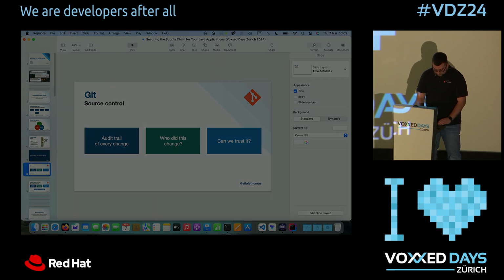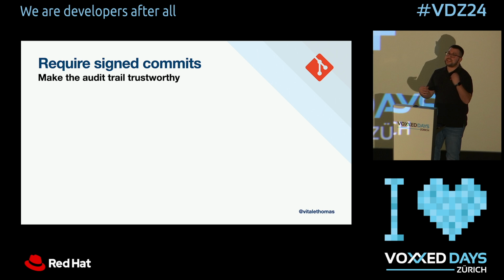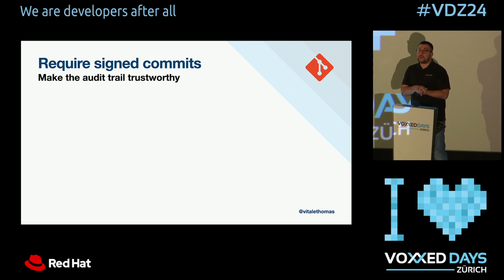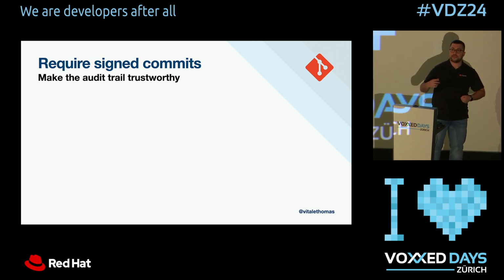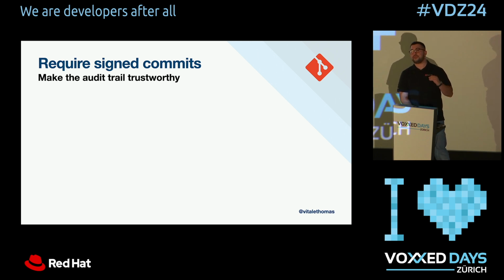So one way of solving this problem is requiring a signature on the commits. Because Git by itself doesn't know who we are, or at least it can't validate that, what about applying a cryptographic signature on each commit? We could use our Git platform, like GitHub or GitLab, to enforce all commits to be signed. So we can make this audit trail trustworthy, because we want to be able to ask who did this change, and we want the answer to be authentic. So we want to be able to trust that.